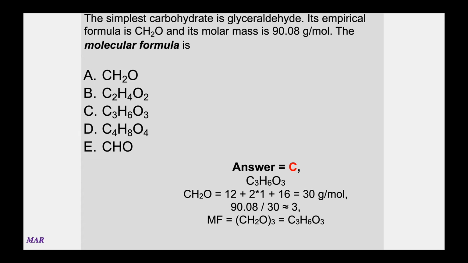Now, back to how we did this. Molar mass of the empirical formula, 1 carbon, 2 hydrogens, 1 oxygen, about 30 grams per mole. Molar mass of the whole thing, 90.08, divided by 30. 3 is the ratio, and these ratios will always be whole numbers. So the empirical formula was CH2O. Multiply it by 3, the number you just got. C3H6O3 is the final answer.